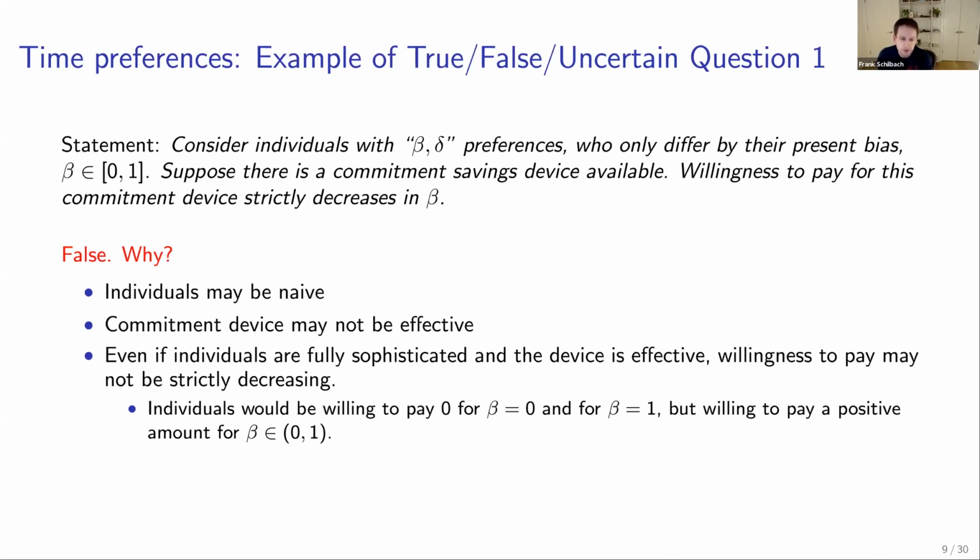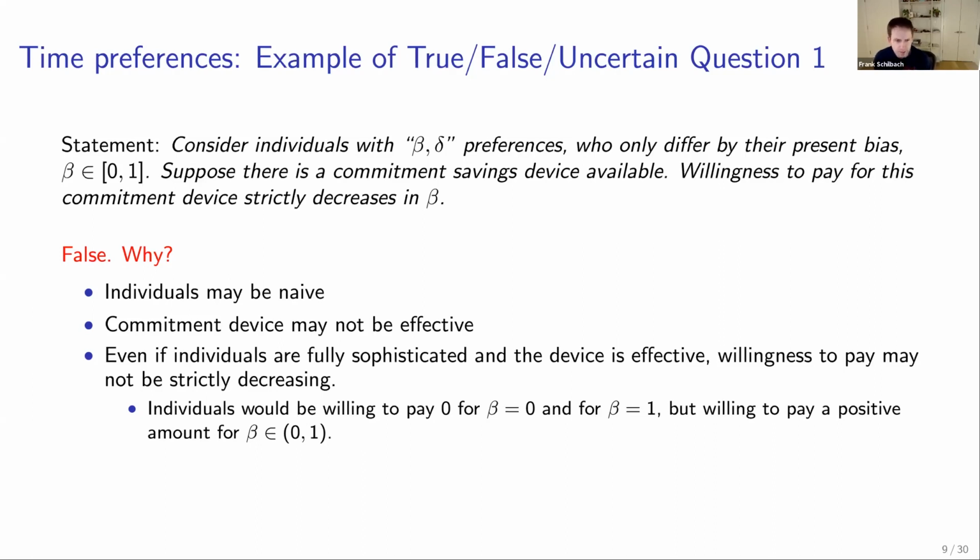beta. Second, the commitment device may just not be effective at all. If the commitment device is useless, it doesn't matter what beta is, nobody will demand commitment anyway. And finally, this is a little bit trickier explanation, and I wouldn't necessarily expect you to know that answer, but even if individuals are fully sophisticated and the commitment device is effective, willingness to pay may not be strictly decreasing in beta.